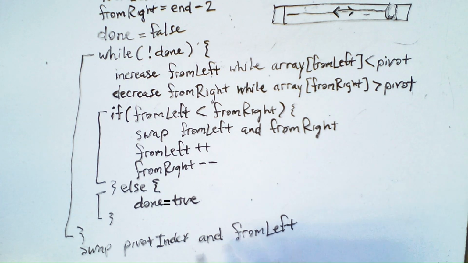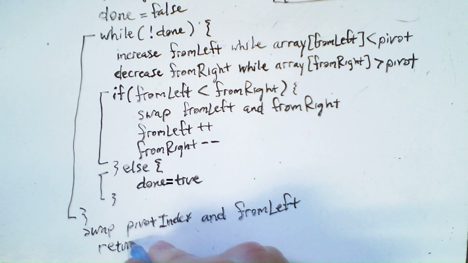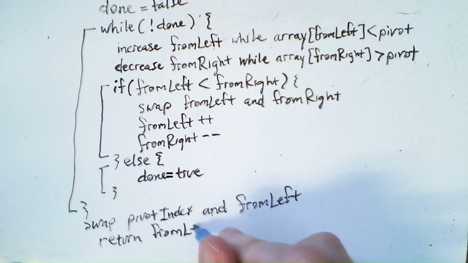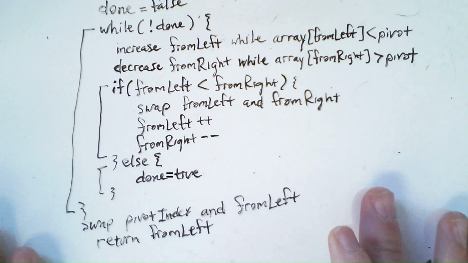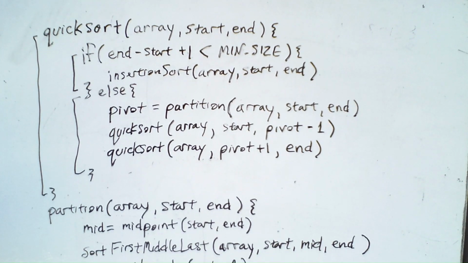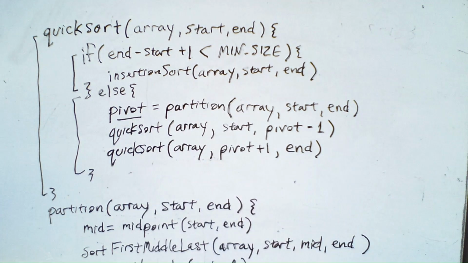And so at this point, the pivot index is no longer the actual index where the pivot is. The pivot is now located at from left. And so we can end this simply by returning from left, because this is the location that's needed all the way back up here in Quicksort in order to define this value to make the rest of this work.